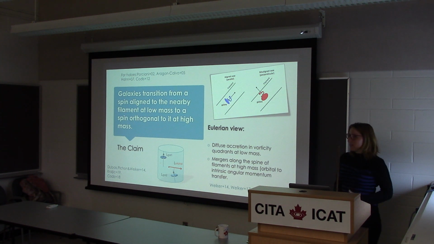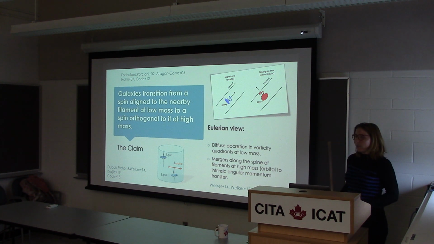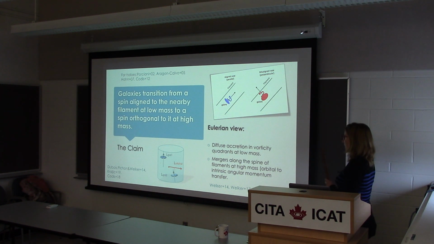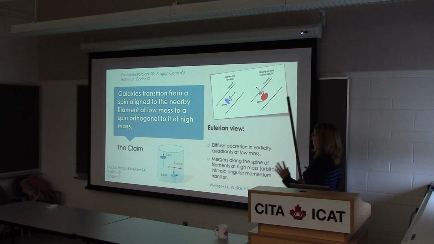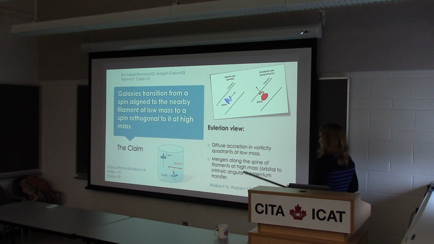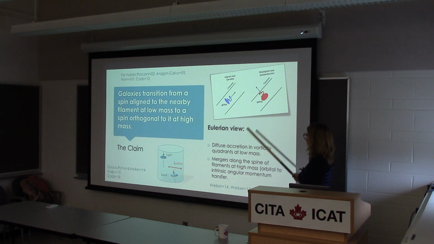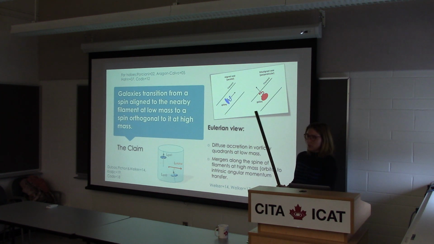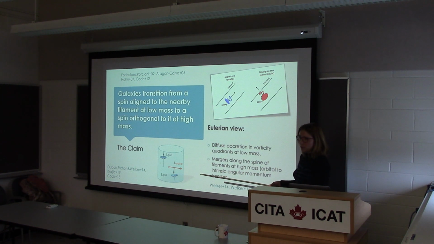Well, from the theoretical side of things, the scenario is quite well constrained at this point, I would say. There are two sides of the coin. First, you can see things from an Eulerian point of view and focus on the form of the accretion into the galaxy. So usually the scenario goes like this. At low mass, the galaxy grows from diffuse accretion within a vorticity quadrant. So it acquires angular momentum aligned with the filament because the vorticity is on average aligned with the filament in those regions. And then as it grows in mass, it comes closer to the spine of the filament.